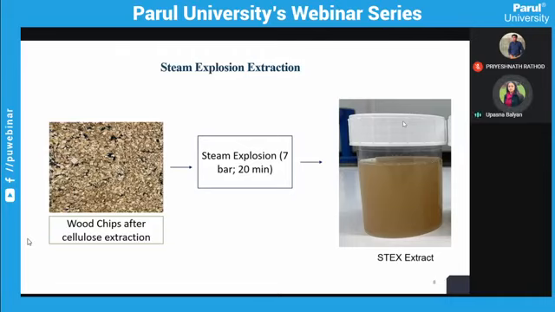Now, this extract will go to membrane filtration or membrane purification. When this extract goes inside the membrane, fouling becomes a significant problem for membrane processes. To avoid this fouling, various strategies have been adopted.